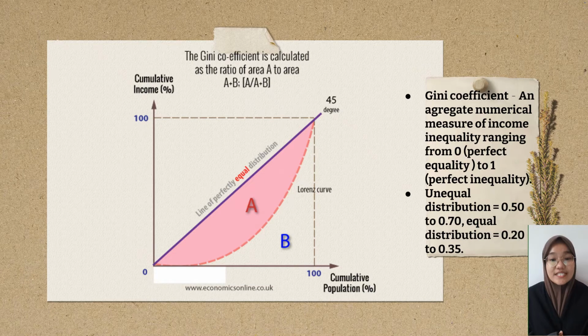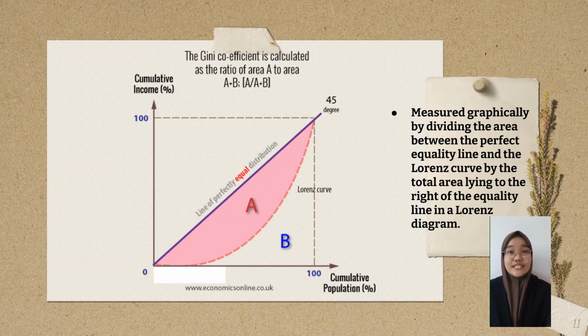The Gini coefficient is an aggregate numerical measure of income inequality ranging from 0, perfect equality, to 1, perfect inequality. Unequal distribution is equal to 0.5 to 0.7, while equal distribution is equal to 0.20 to 0.35. It is measured graphically by dividing the area between the perfect equality line and the Lorenz curve by the total area lying to the right of the equality line in a Lorenz diagram.